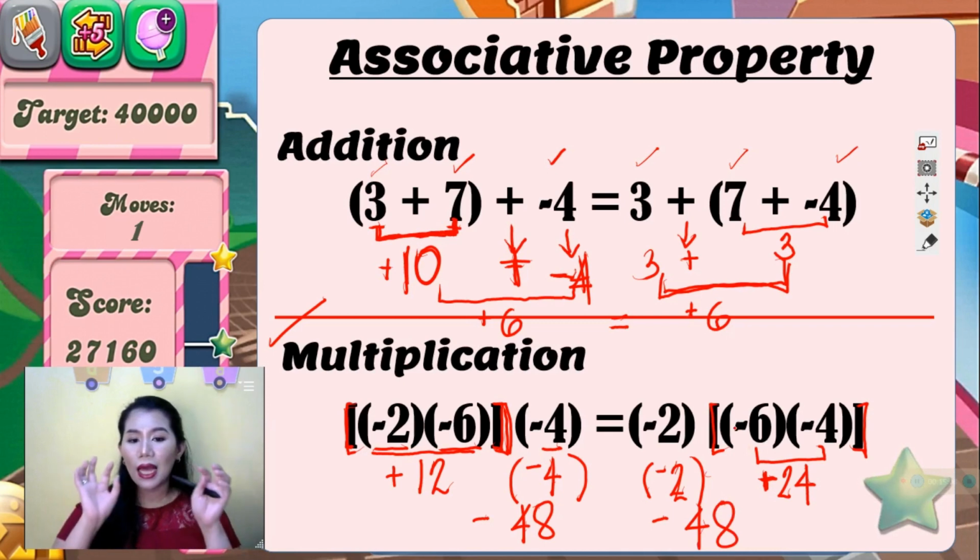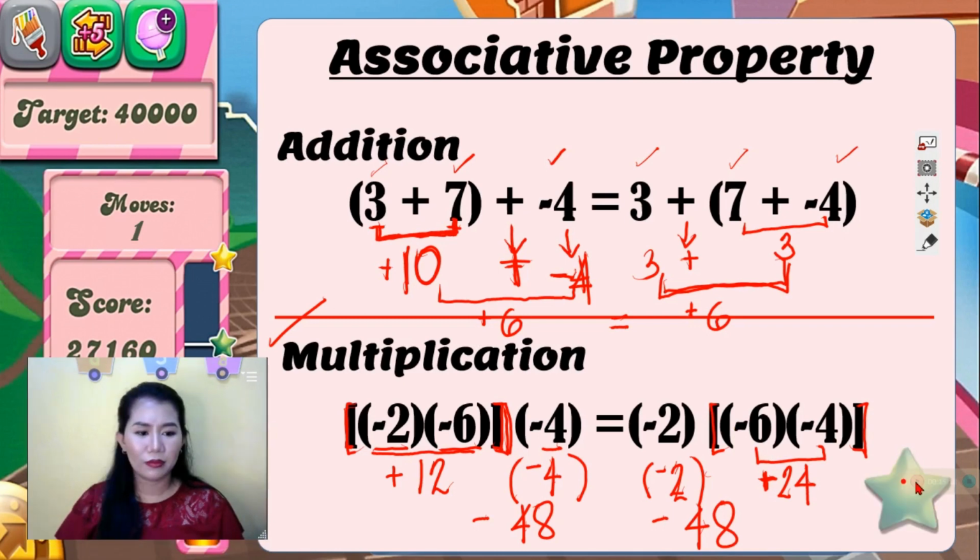So, you see, kahit alin sa dalawa ang unahin mo, okay, ang sagot ay mag-a-arrive kayo sa parehas lang. That is what we meant by associative property. Okay, let's proceed.